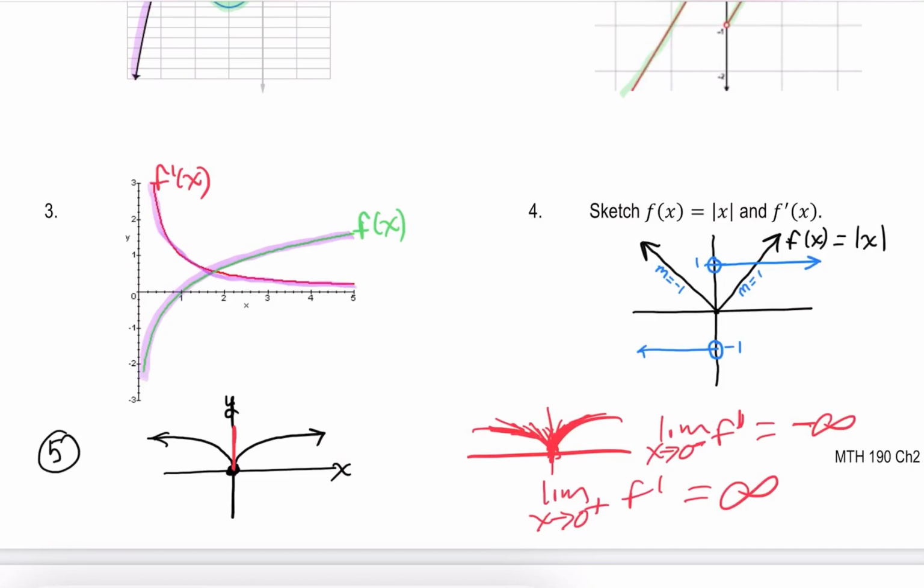So let's draw that in here. This is my vertical asymptote on f prime. And then we're going to different infinities. In particular, from the right, f prime is supposed to be going to infinity. I'm going to clarify what happens on the ends in just a second. And then as I approach 0 from the left, my f prime should be going to negative infinity.